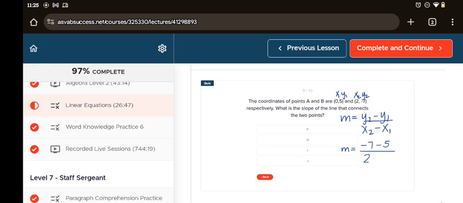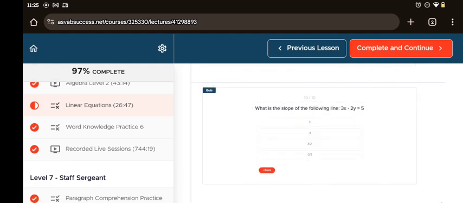y2 is negative 7 minus y1 is 5. x2 is 2 minus x1 is 0. Negative 7 minus 5 is negative 12, and 2 minus 0 is 2. Negative 12 divided by 2 is just negative 6. So our slope here is negative 6.